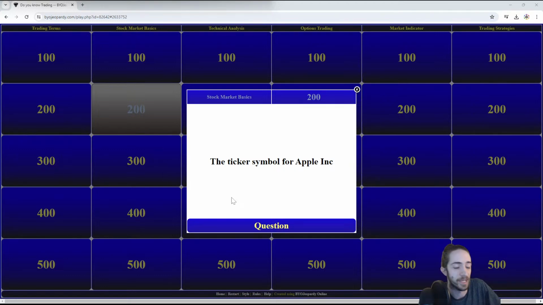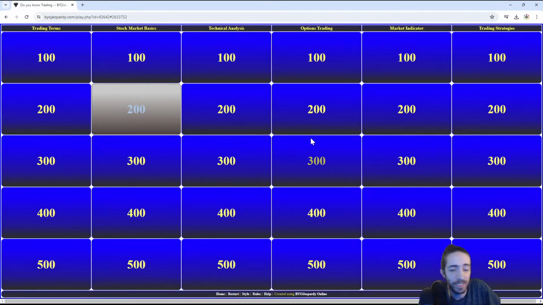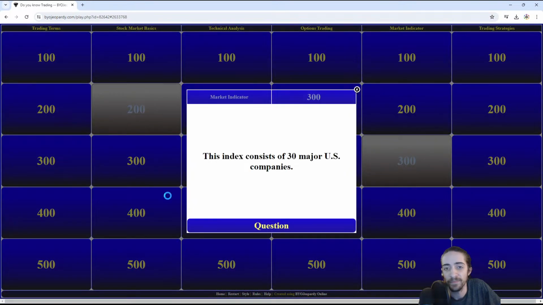Yup, Apple, AAPL, a lot of AAPLs. Yes, what is Apple? Great. Now let's hit something like a market indicator. Let's do market indicators for 300. This index consists of 30 major US companies. Which index holds 30 major US companies? Not 500, not 100, 30.